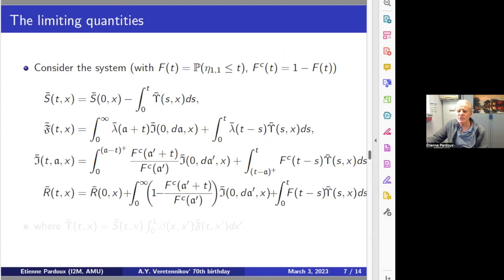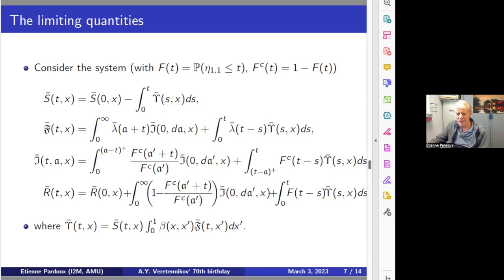Okay, so the limiting quantities. We want to show that our objects converge to the solution of this system of equations. So we have S bar of T,x, which is those initially infected minus those who have been infected between 0 and T. In the limit, this is just a Lebesgue integral.